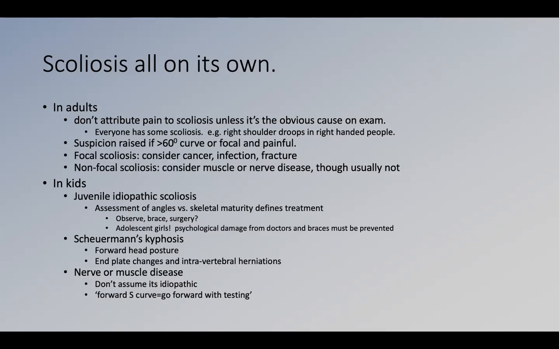If it's a backwards S, that's much more typical of juvenile idiopathic scoliosis, okay? So a forward S means go forward with testing. Any funky business, a physical exam, spasticity, et cetera, you're throwing out juvenile idiopathic scoliosis and looking for other causes as well.